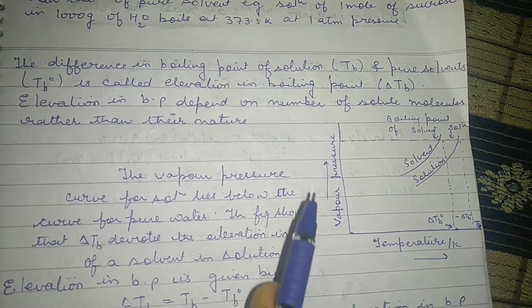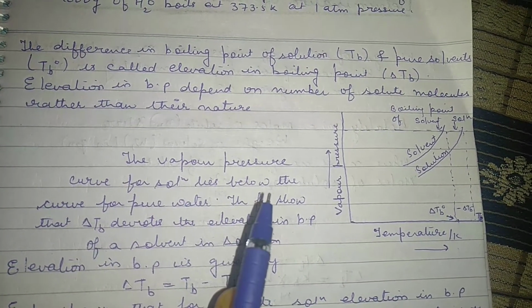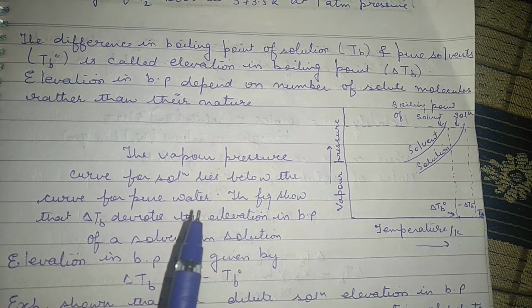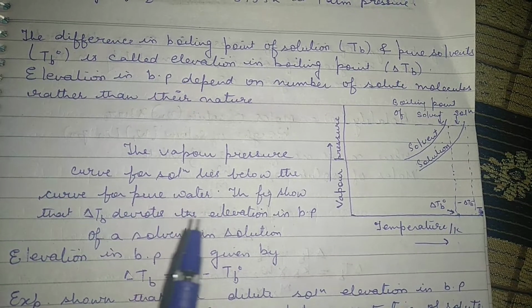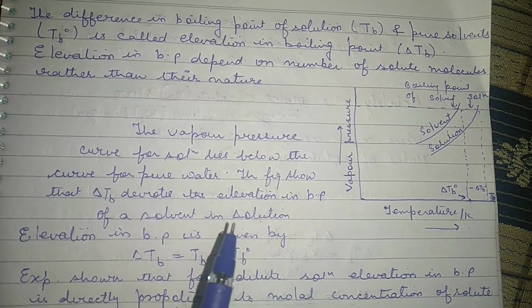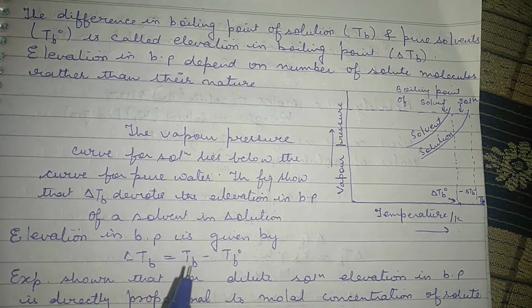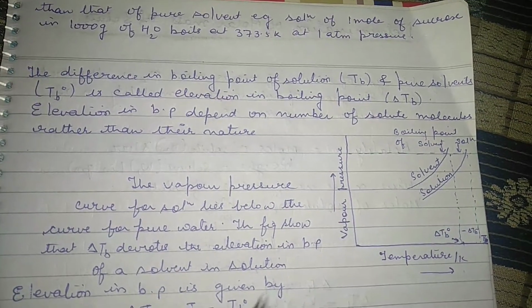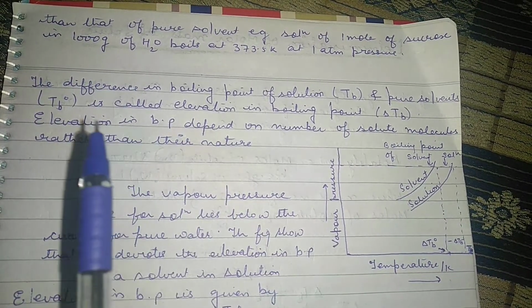So this is the graphical presentation. Here what happened, the vapor pressure curve for a solution lies below the curve for the pure water. The figure shows the elevation in the boiling point of a solvent in a solution. So the elevation in boiling point is given by delta TB is equal to TB minus TB naught. Here TB हमने किसको माना है? TB हमने बोला है solution को, और TB naught हमने माना है pure solvent को.